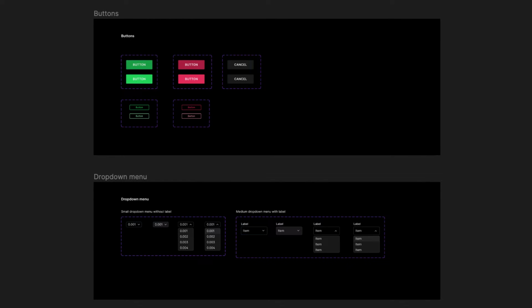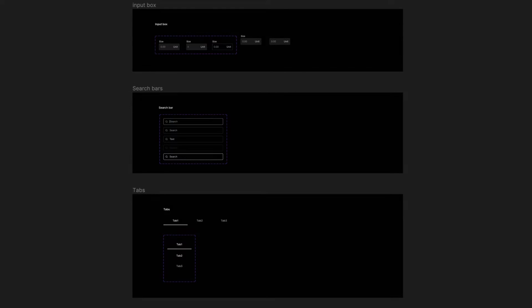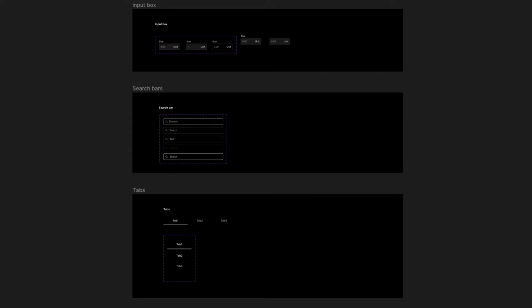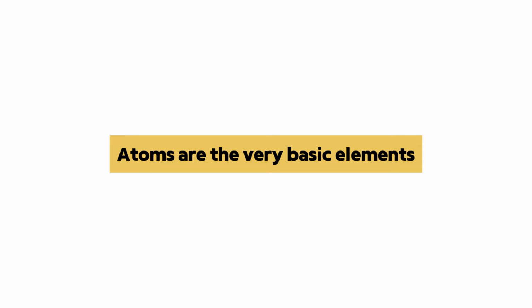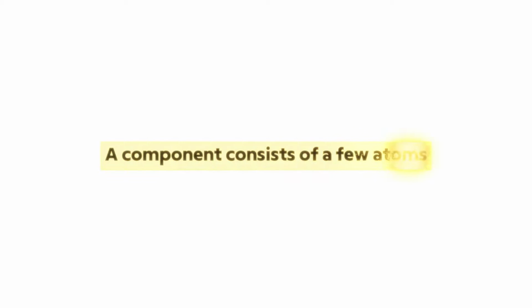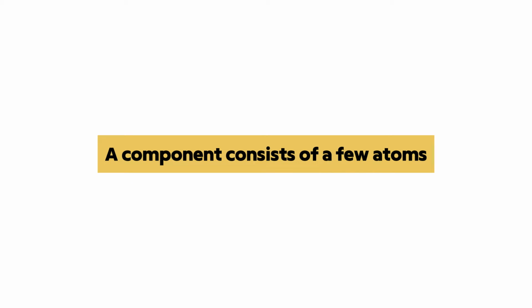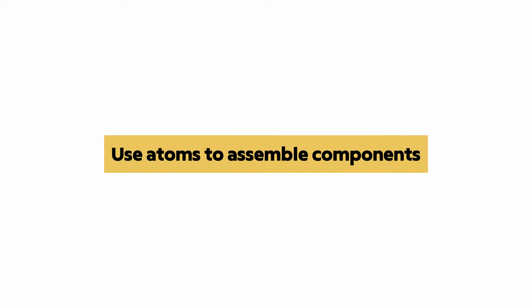As you add more stuff to your designs, you need to constantly check whether or not the font and colors are still fitting all the use cases, and then see if you need to tweak the colors and fonts from the libraries. Examples of components are buttons, drop-down menu, search bar, input boxes, etc. The difference between atoms and components is that atoms are the very basic elements, and a component consists of a few atoms. Once we have the atoms set up, it's easier to use atoms to assemble components.